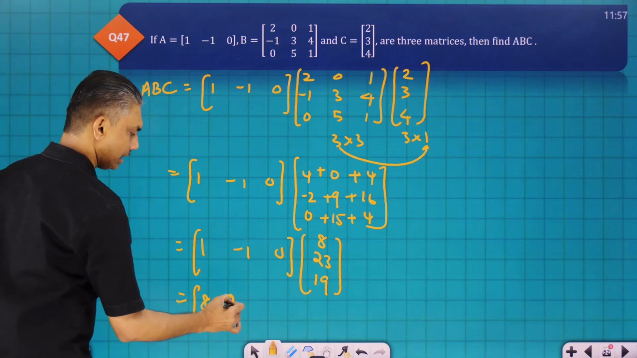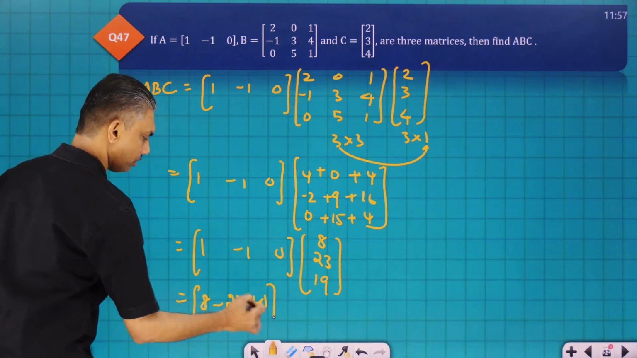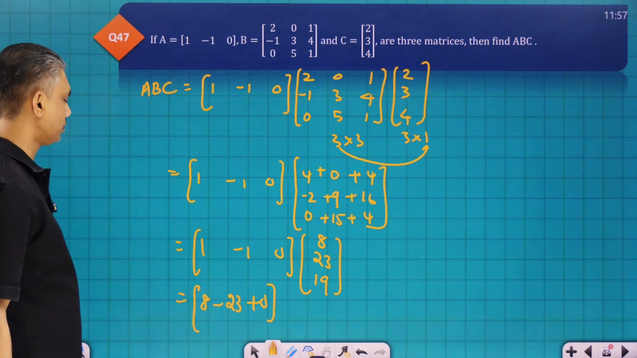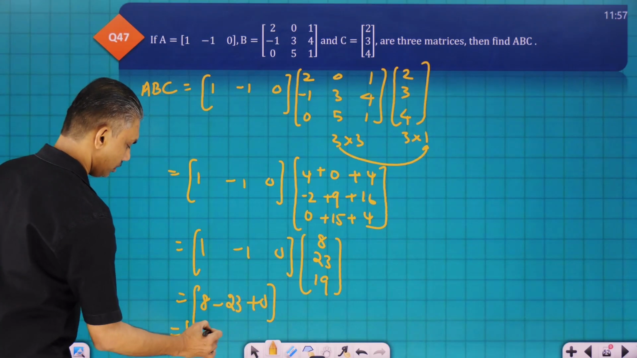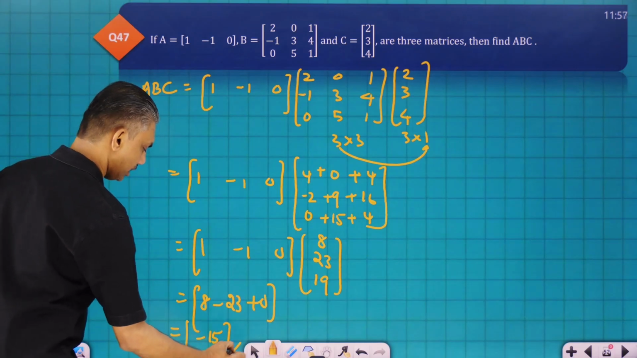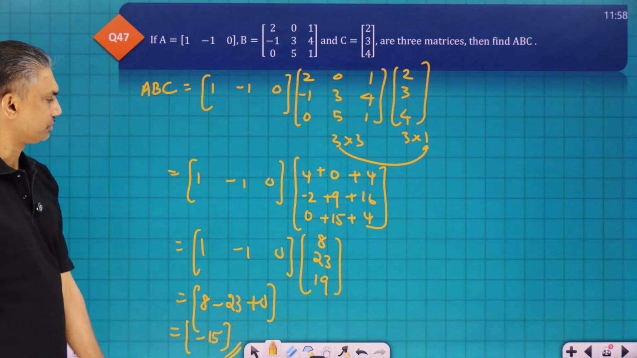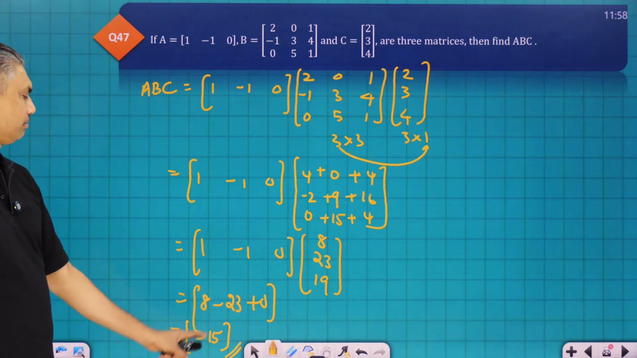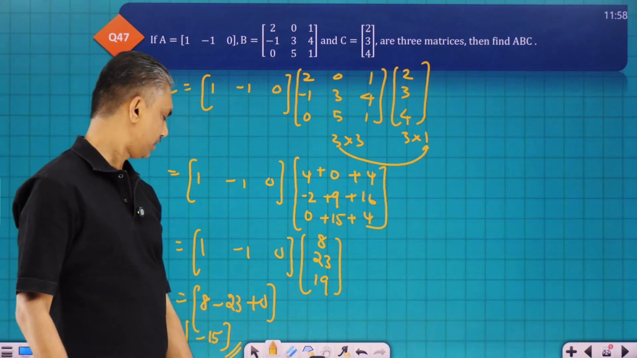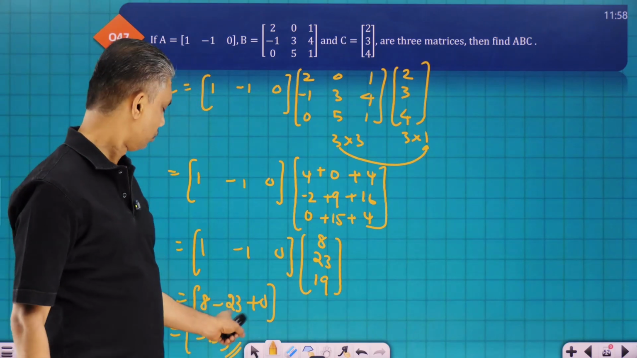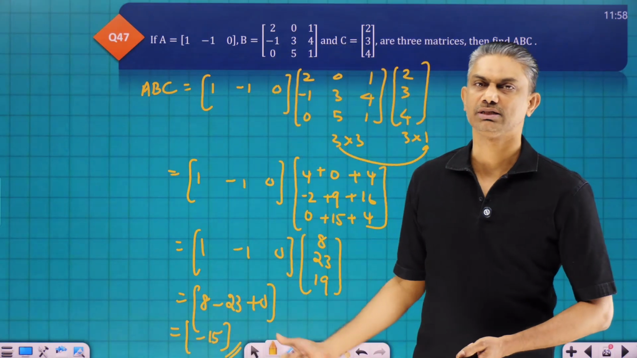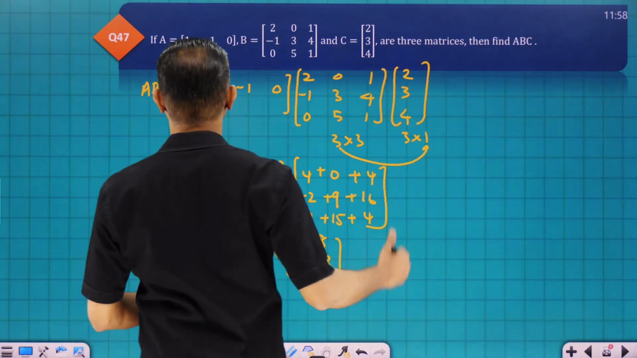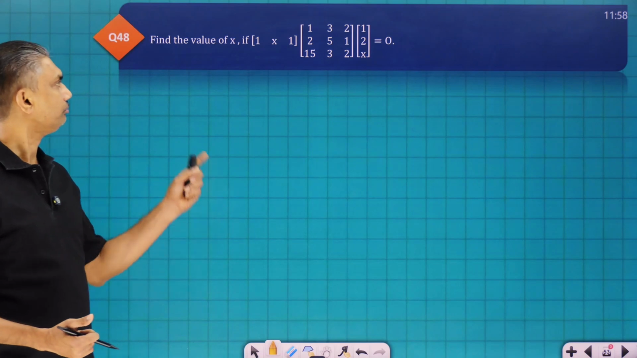8 minus 23 plus 0. 8 minus 23 is equal to minus 15. So it is a 1 by 1 matrix. So the answer is a single 1 by 1 matrix, minus 15. Let's go for the next question.